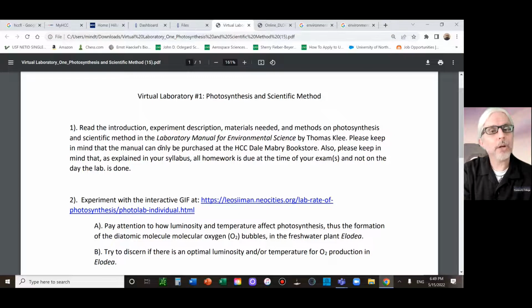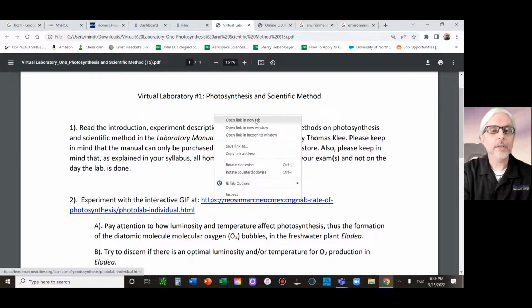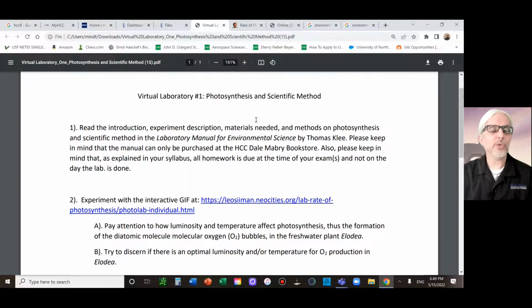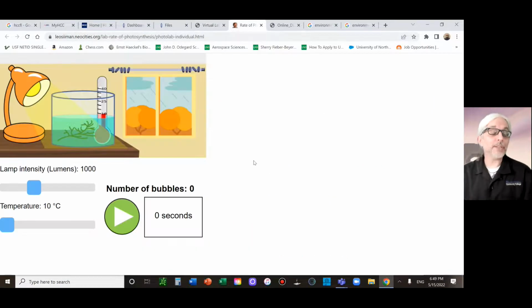So here's Virtual Lab 1, and I'm giving more explanation. Everything you need is in the lab manual, but one thing I liked to do is throw up this little virtual showing of the lab. Had you come into class that day, this is actually what you would have done. It's a super exciting lab.